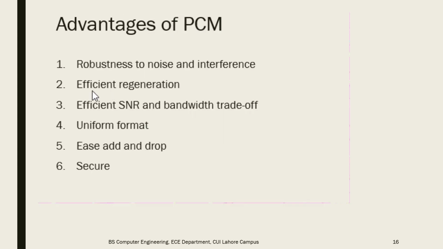Advantages of PCM are that it is robust against noise and interference. Because of the utilization of regenerative repeaters, we can efficiently regenerate our pulses. When the noise is less, the overall signal to noise ratio will be improved, and then we have a uniform format, and it also provides us ease in adding and dropping, and this is also very secure.